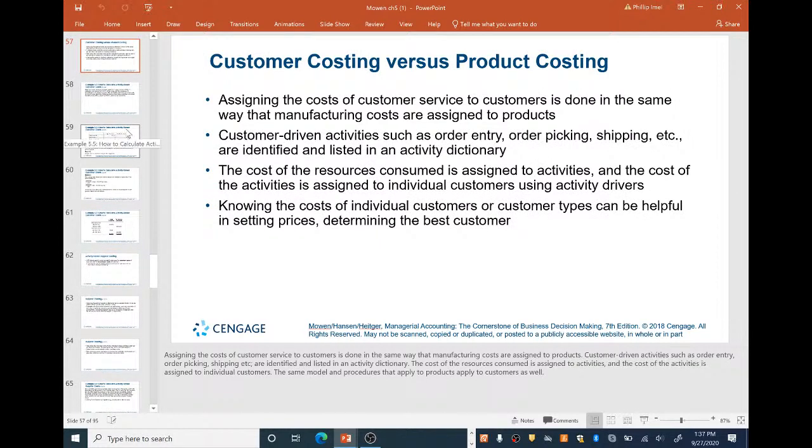So, customer costing versus product costing. Assigning the cost of customer service to customers is going to be done in the same manner that we do for assigning manufacturing costs to the product. The same way we've been assigning and allocating manufacturing costs to products beyond the direct labor and direct materials, we're going to use the same allocating methods here for the customers and for the product.